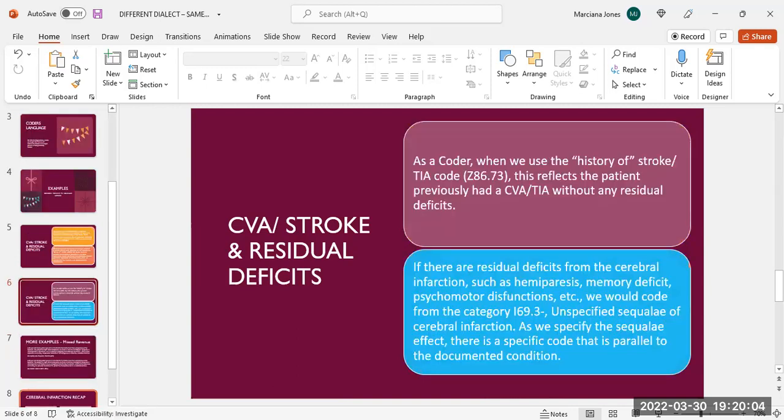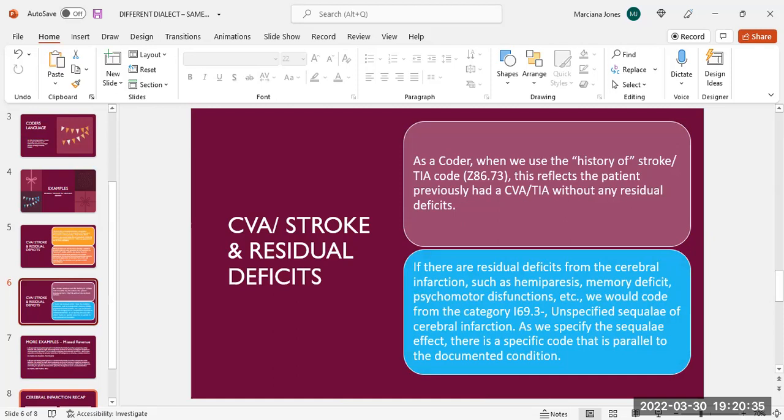So, CVA, stroke, and residual deficits. As a coder, when we use history of stroke or TIA, that's going to be code Z86.73. Now, this reflects the patient previously had a CVA or stroke or a TIA, but does not have any residual deficits. This is what I mean by no residual deficits, and I'll let you know when to use the code Z86.73.